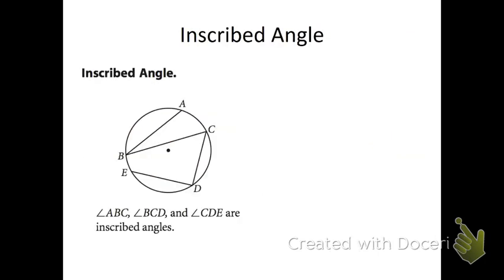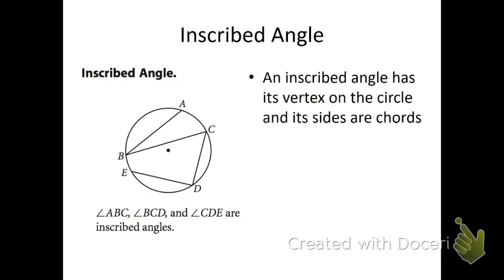So, like we just said, ABC, BCD, and CDE are all inscribed angles. It has its vertex on the circle, and the sides are chords. So AB and CB are the sides, those are chords. That's an angle. AC is the arc that gets intercepted by the inscribed angle. So if we know this arc measure here, the inscribed angle is always going to be half the measure of the arc. We'll go over why that happens shortly.